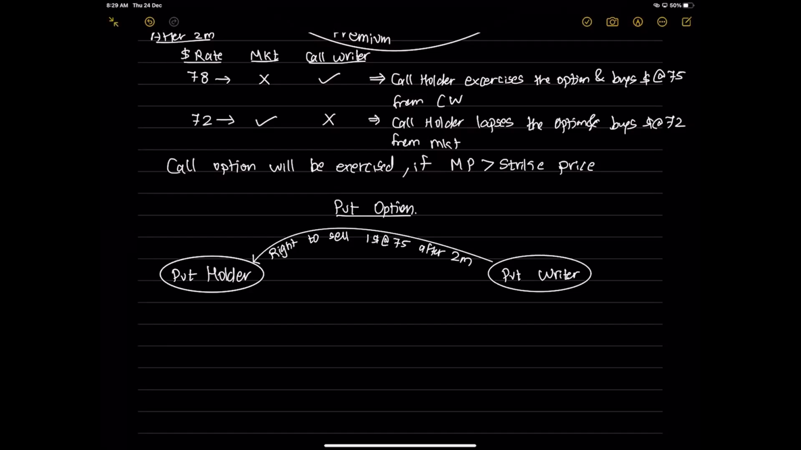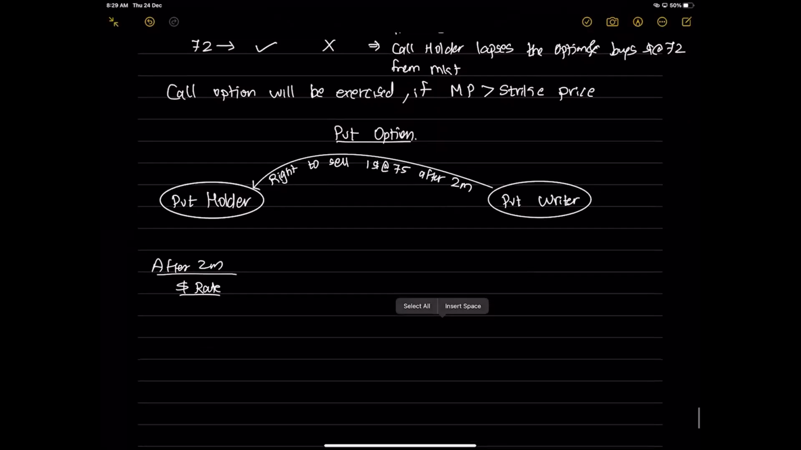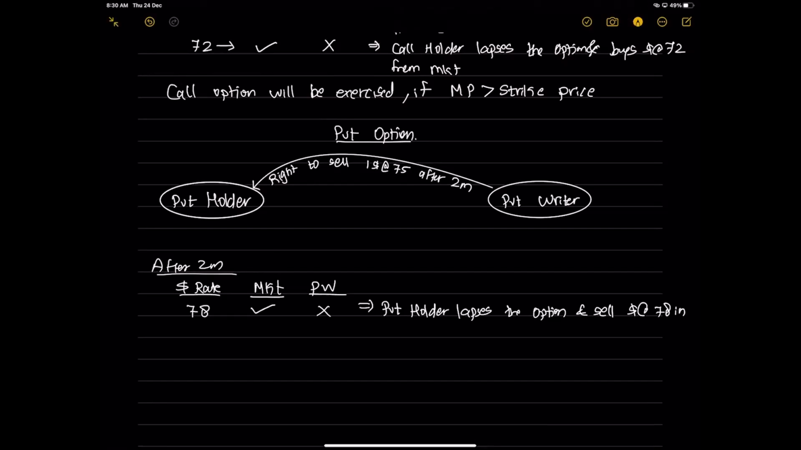And if I look into the scenarios after 2 months, if the dollar rate after 2 months is, suppose, 78, where will the put holder sell the dollars? Is he going to sell it in the market, or is he going to sell to the put writer? Because if he sells in the market, he will sell at 78, and if he sells to the put writer, it is at an agreed price of 75. He will sell in the market. So is the put option exercised or not? It is lapsed, right? The put holder lapses the option and sells dollars at 78 in the market.